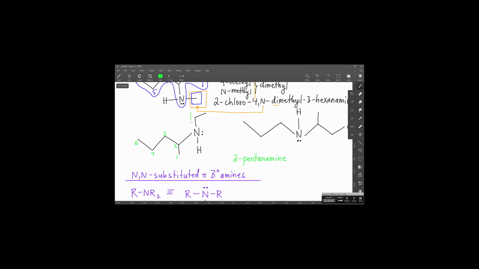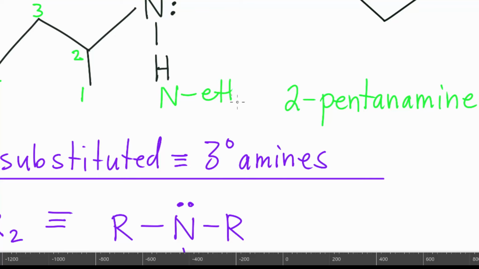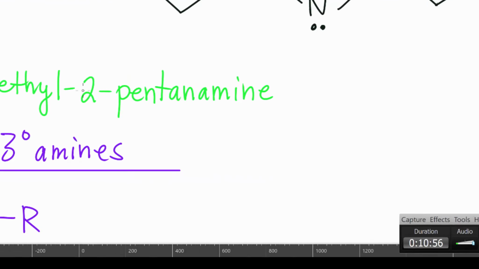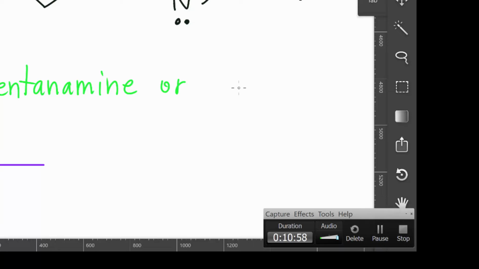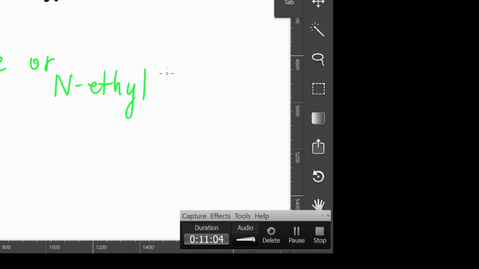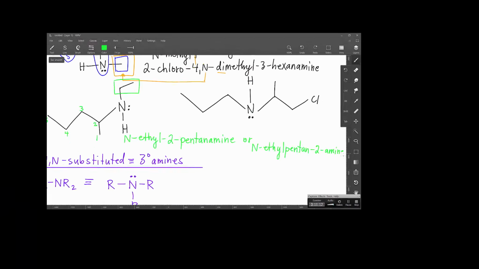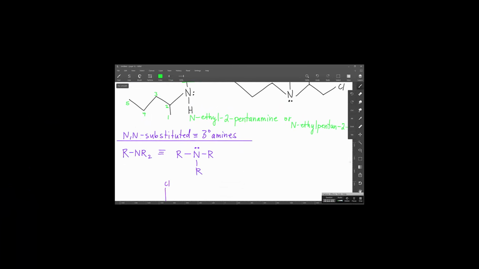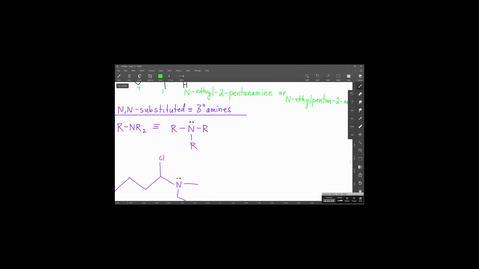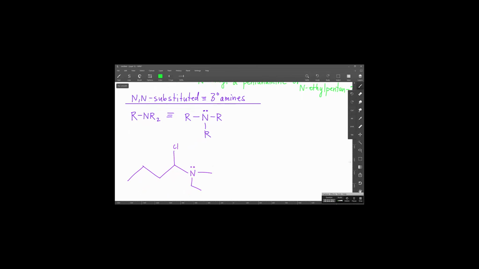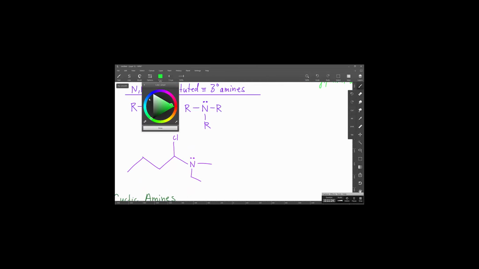And we have an ethyl group coming off of N. So N-ethyl-2-pentanamine, or we could write N-ethylpentan-2-amine, okay? We should be familiar with both constructs with respect to naming. All right.